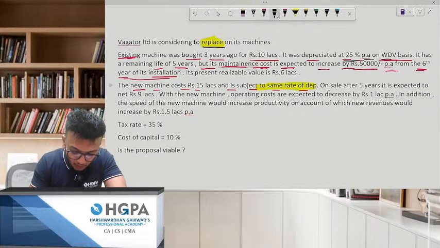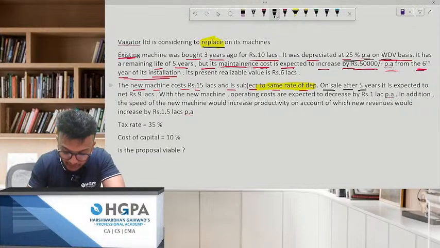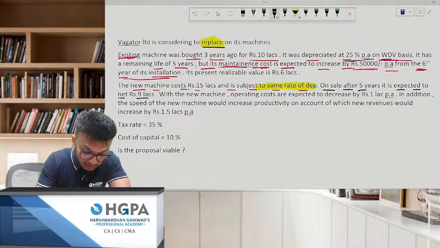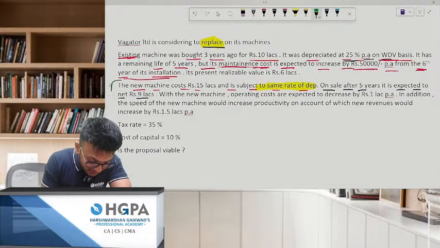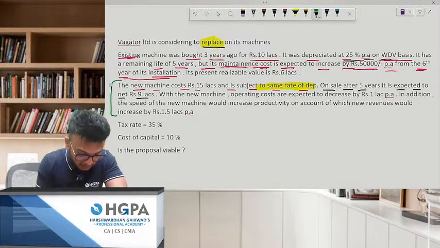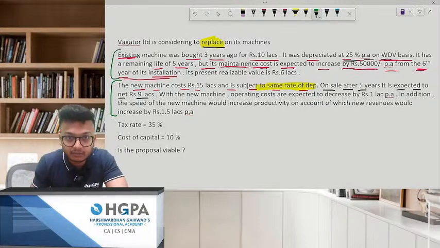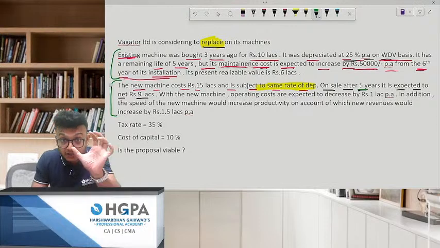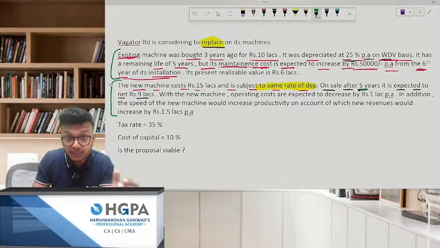Simple. On sale after 5 years, it is expected to net rupees 10 lakhs. What are they trying to tell you? From this paragraph, the information about the new machine is getting started. The first paragraph was all about the existing machine. The new machine is going to cost you 15 lakhs. And on sale after 5 years, this means the useful life of the new machine is 5 years.